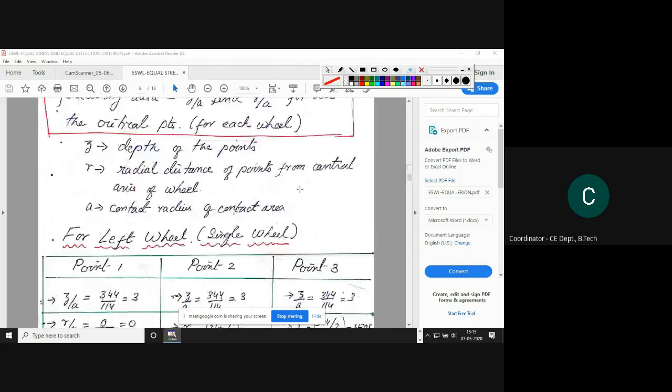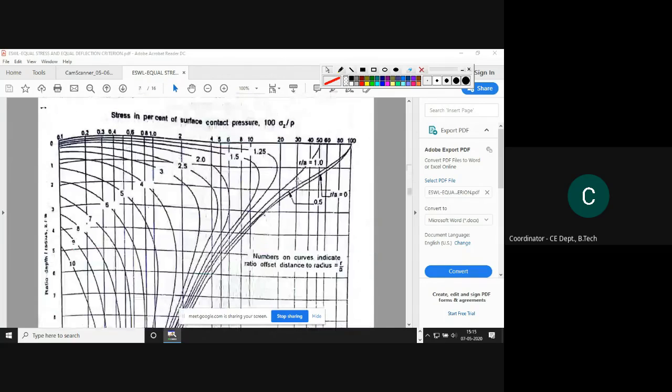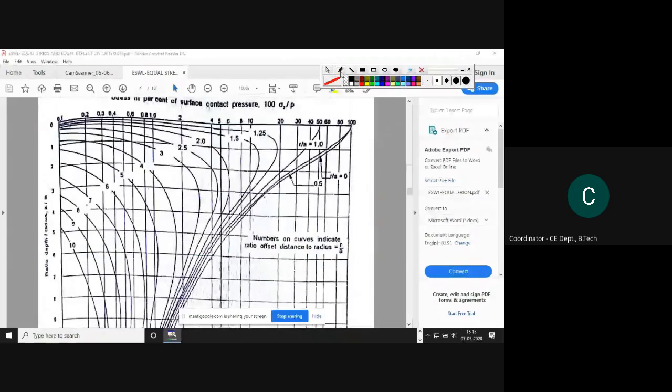Now, for the first point from the left wheel, what is it? Z by A is 3 for all the points, so I will cut one line, okay. This is your Z by A. Now for the first point, R by A is 0. So which curve do we have to use? The first curve. See, R by A is 0 for this one, so for this curve, the first curve.